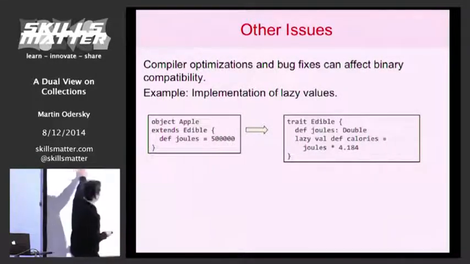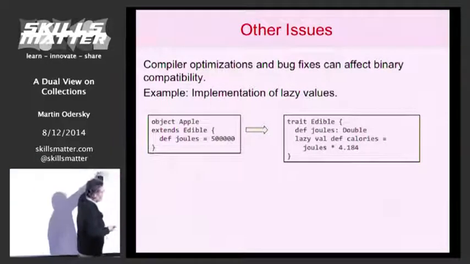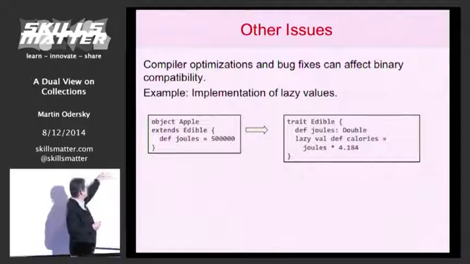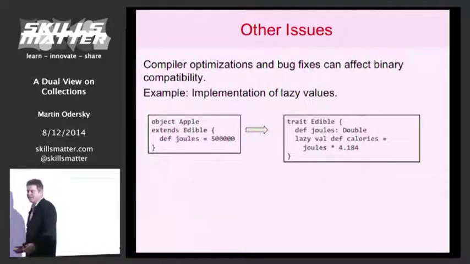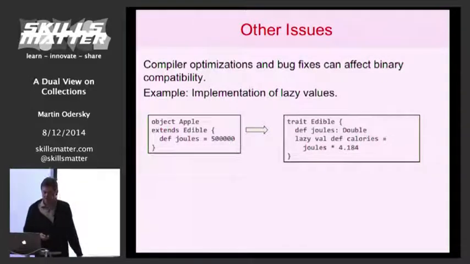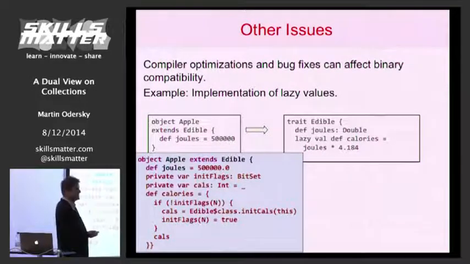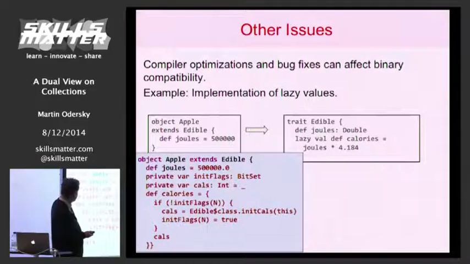So here I have again my edible thing, but now I say, well, I want to have an optimization. My calories computation should be done only once. So I don't want to recompute this multiplication every time. That's why I make it a lazy value instead of a def. Now, if you look at the implementation of that, it is slightly simplified. That's not the real one. The real one is more complex.